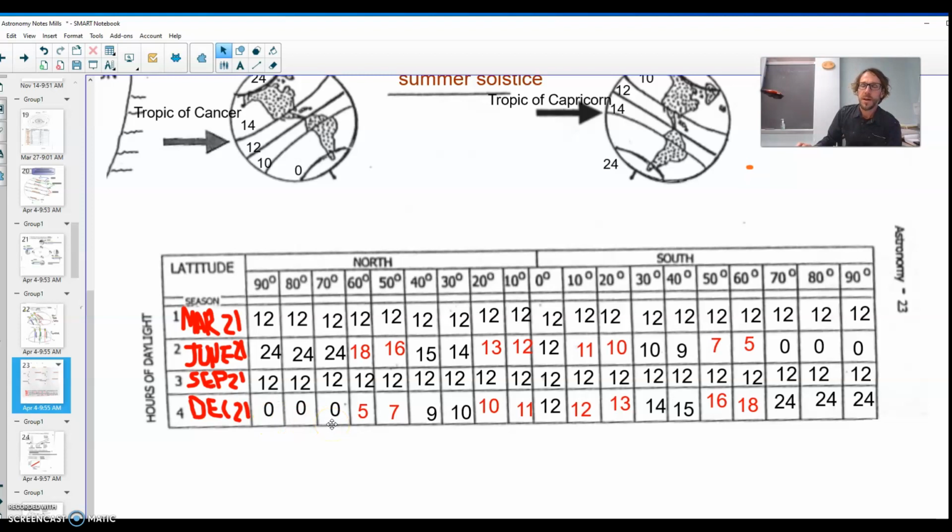0 hours above the Arctic Circle, very few hours at the northern latitudes. When you get to our latitude or close to it, it's about 9 hours. And then so on until you get to the extremes of 24 hours below the Antarctic Circle.